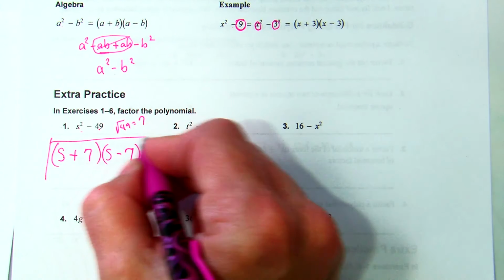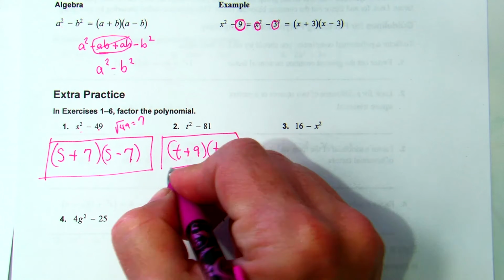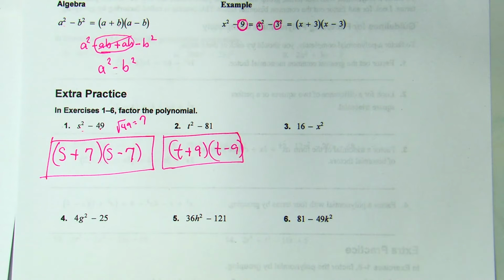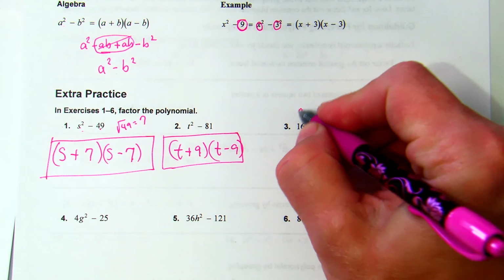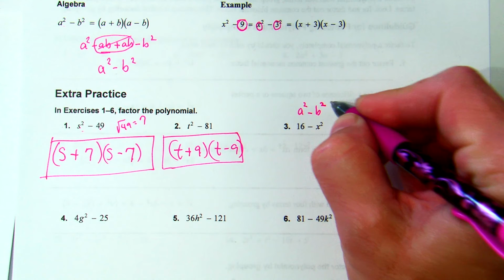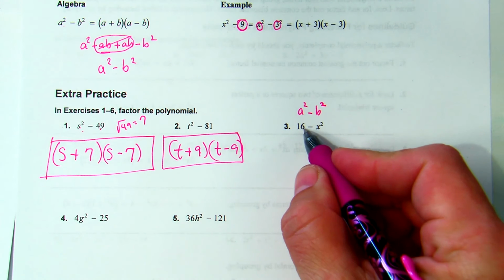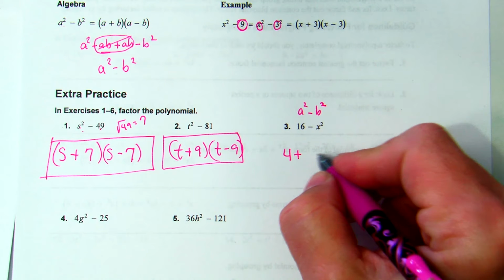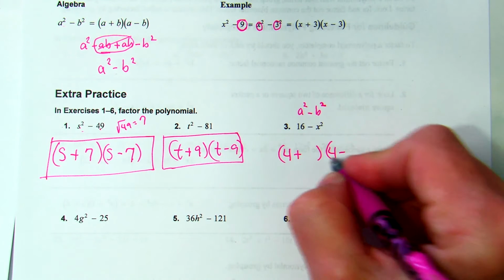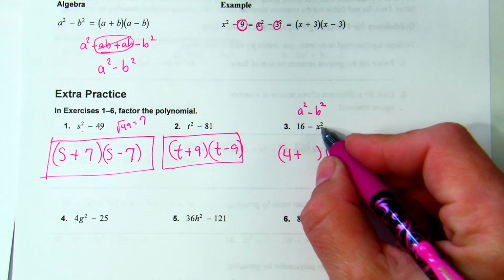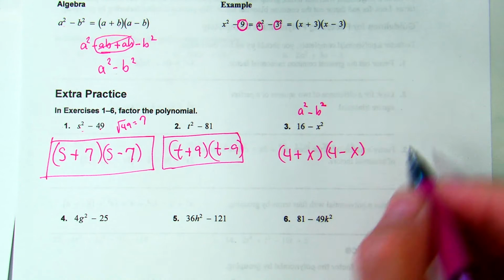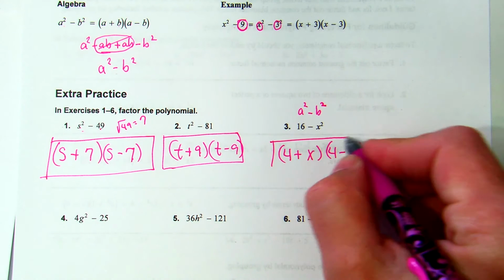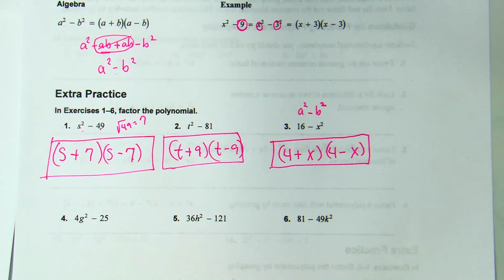Okay, so we have that for number 1, that for number 2, and number 3 is not going to be any different. They're just reversed order. This is still a squared minus b squared, so we just leave them in that same order. What's the square root of 16? 4. And so we'll have 4 plus something and 4 minus something. Well, the square root of x squared is just x. So x goes in that something spot, we'll call it. Okay? Pretty easy stuff.